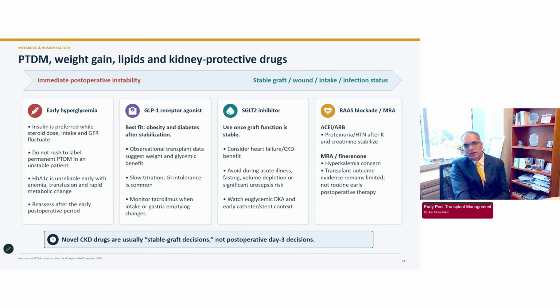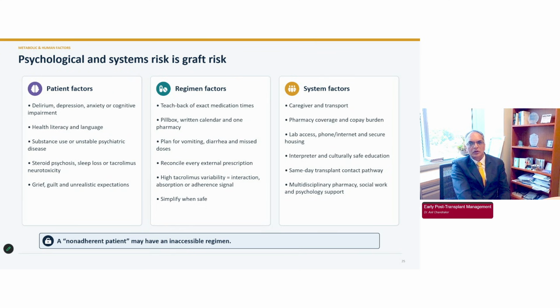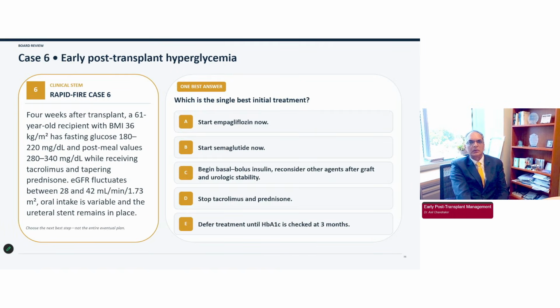In the interest of time, I will not talk about this other than to say, do not assume that hyperglycemia post-transplant is irreversible and leads to post-transplant diabetes. You can often see this and it settles down with time. We are just really starting to use GLP-1s and SGLT2 inhibitors in the post-transplant setting, starting when the graft is functionally stable and based on indication. Don't forget about psychological and system issues within the patient.